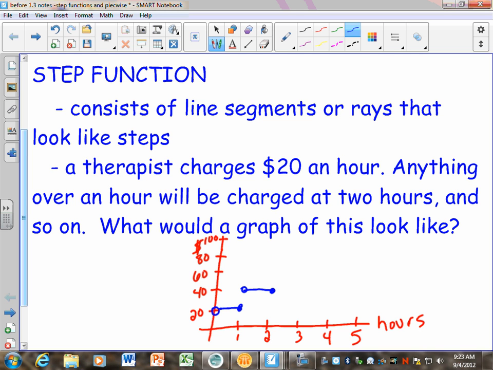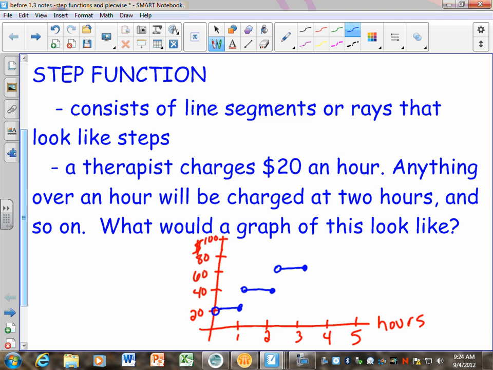And then everything between 2 and 3 hours is going to get charged up here at $60. 2 is not included because at 2 hours it's only $40, but 3 is included, and then you get that little stair step. Technically, at 0 minutes, would you get charged $20? But what about at 1 minute? Would you get charged $20? And so that's what the open circle means.